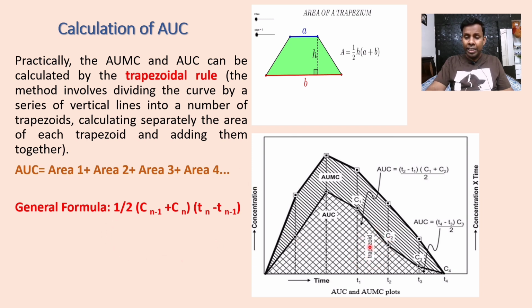So, by this we have to find out the area of each trapezoid, then we will add all these areas to get the total area under the curve.